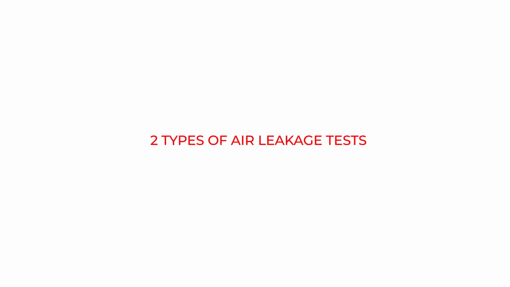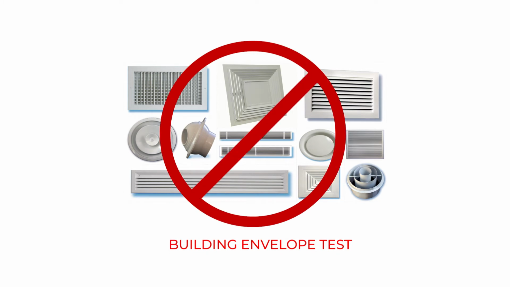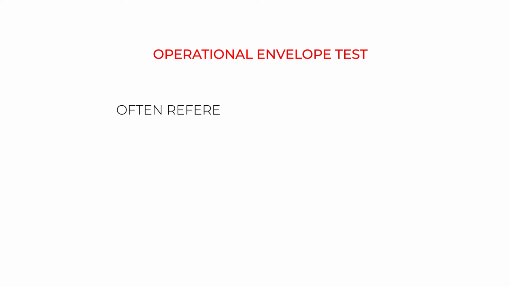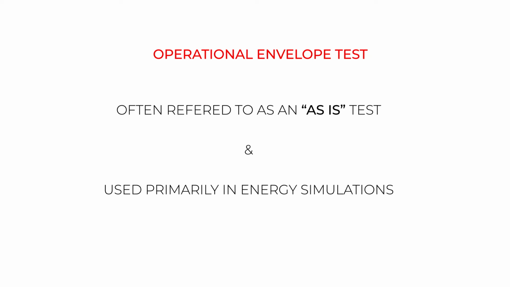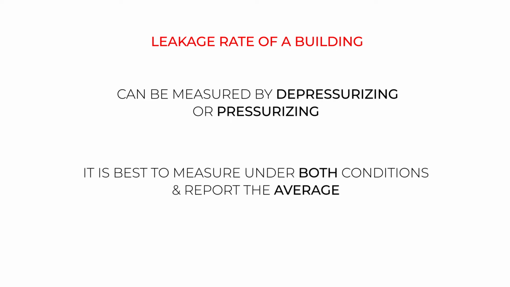Broadly speaking, there are two types of air leakage tests: building envelope tests, which is where the HVAC-related openings are excluded, compared to the operational envelope test, where the building envelope and HVAC-related openings are both included in the test. The latter is often referred to as an as-is test and is used primarily in energy simulations to estimate energy consumption of buildings. The leakage rate of a building can be measured by depressurizing or pressurization, but best practice is to measure the leakage rate under both conditions and report the average.